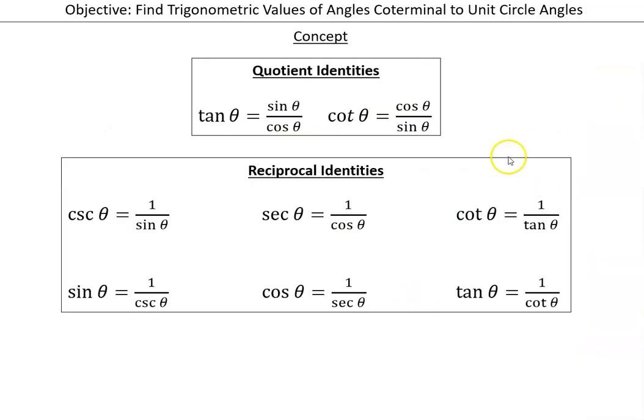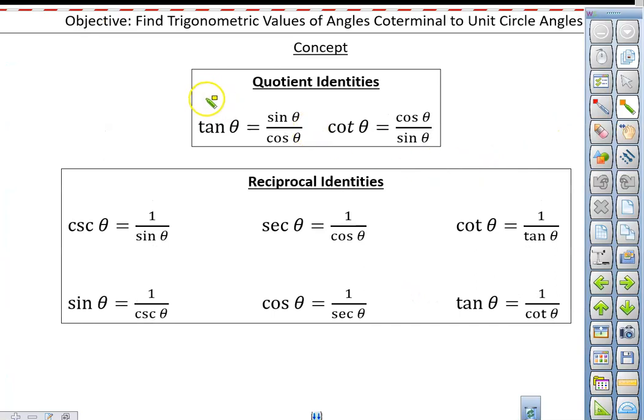The identities that we're going to need, similar to or the same as our lesson on finding the trig values of unit circle angles, are our quotient identities for tangent and cotangent, and the reciprocal identities specifically for cosecant and secant. We don't really need to use the others for these problems, but they're there for reference so we can start becoming more comfortable with them as reciprocal identities as well.